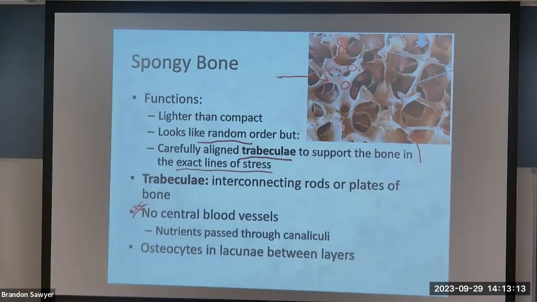Go ahead. Easily what? Turned by. Oh, yeah, it's much more easily turned over, meaning that we can break it down and then build it back up quicker than we can compact bone. Yeah, so that turnover rate of tissue is that idea of breaking it down and then building it back up in a different way to be able to withstand a certain force. So yeah, great question. Other questions? Go ahead.